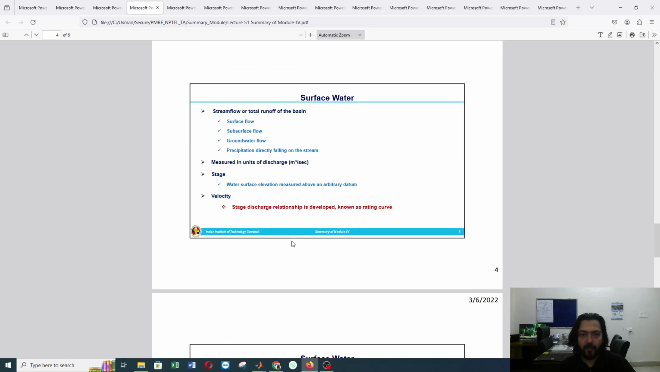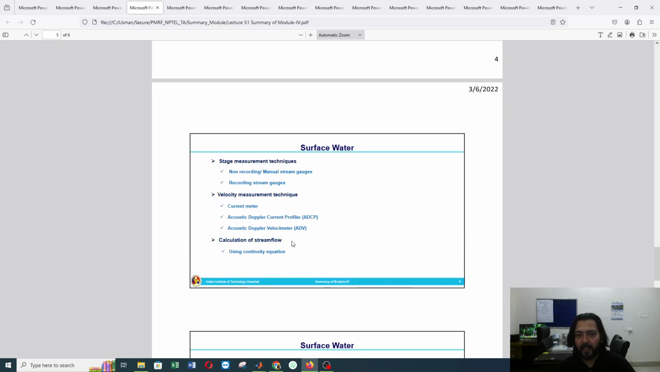Then we have seen how we can measure surface water. There were different techniques. First was the stage measurement technique, where we talked about non-recording and recording stream gauges. Then we talked about the velocity measurement technique. Here we explored the current meter in detail, and we looked into ADCP and ADVP.